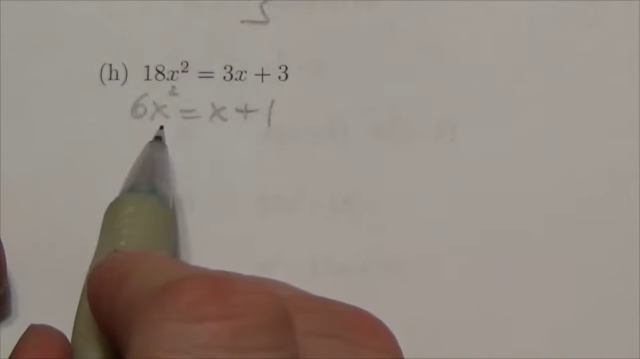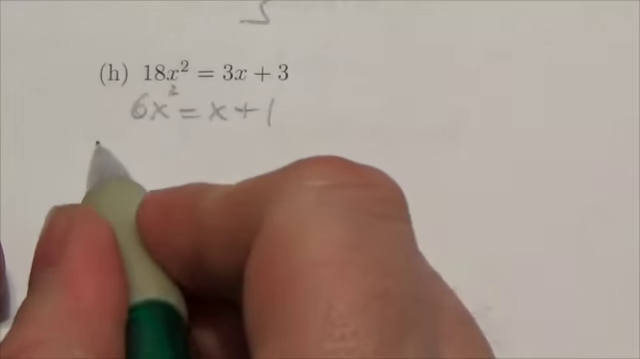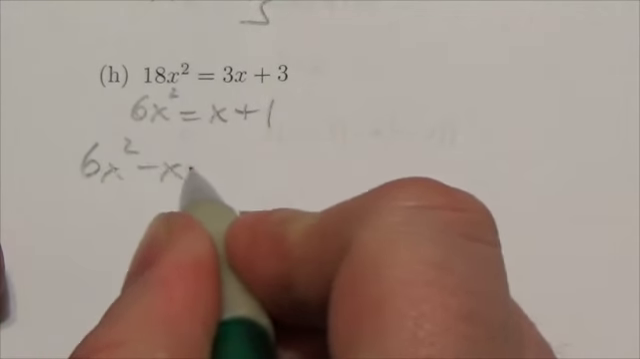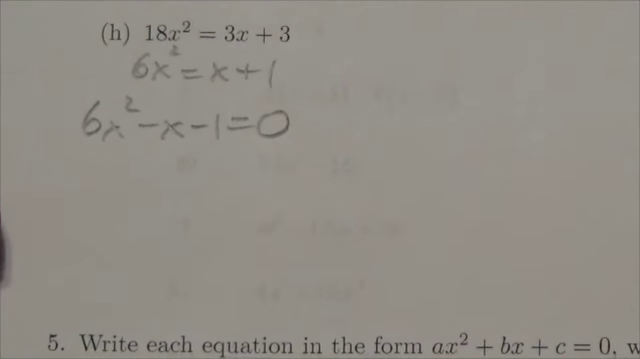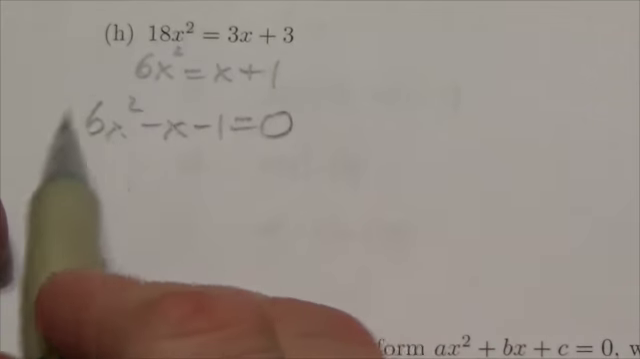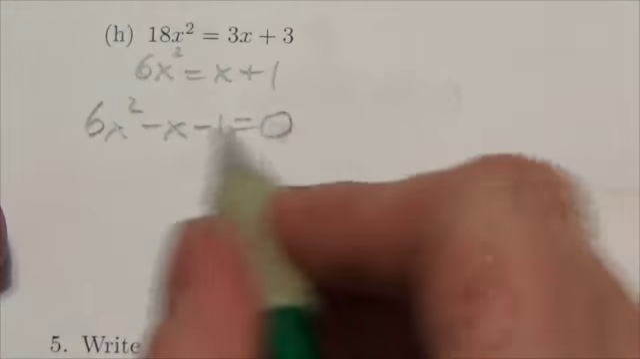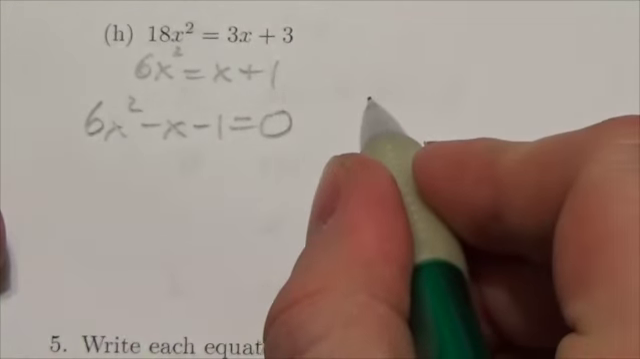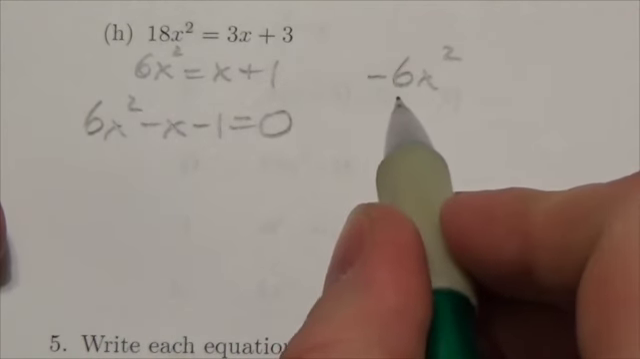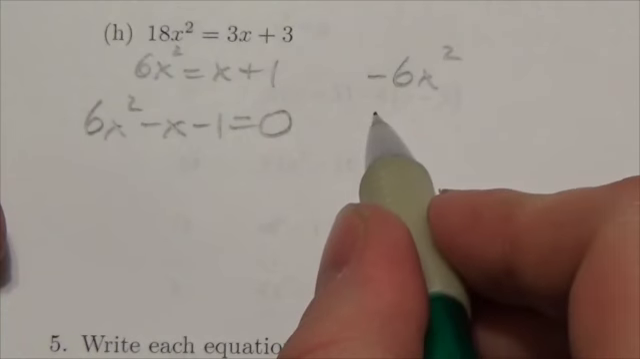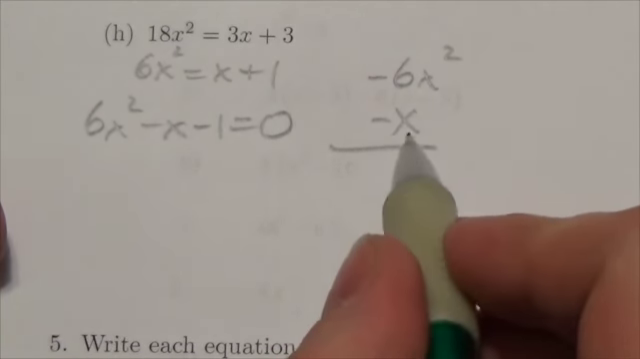And now I've got that reduced down, and it's a quadratic, so I'm going to bring everything over to one side of the equation, the side that gives me a positive quadratic term. And now I factor it just like I've been factoring normally. I'm going to multiply the 6x squared by the negative 1, so I'm looking for two terms whose product is negative 6x squared and whose sum is negative x.